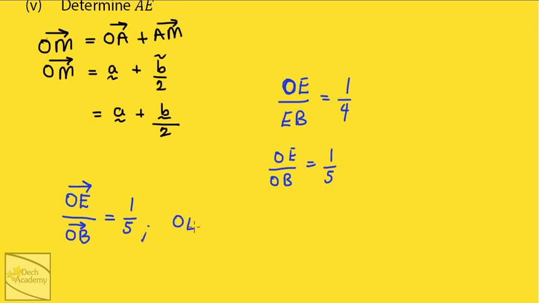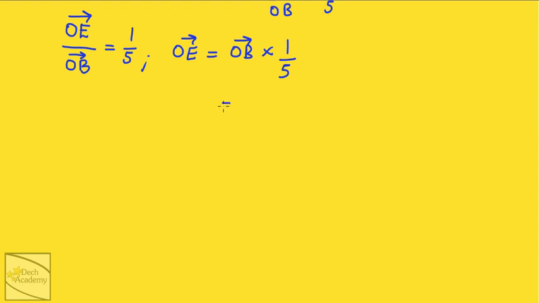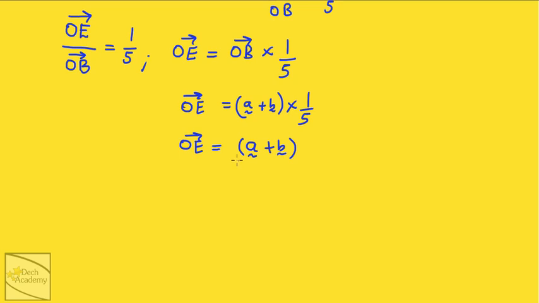So OE, which is what we're interested in, is going to be OB times 1 over 5. OB, we've already worked out as A plus B. So A plus B times 1 over 5. So that's the position vector of E. So OE, to be clearer, is A plus B all over 5.